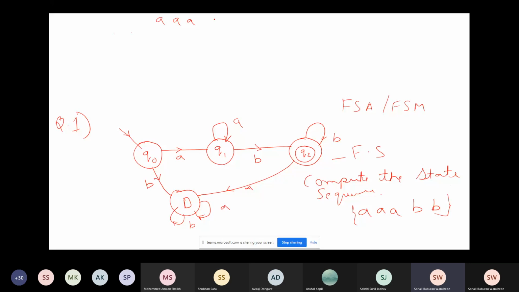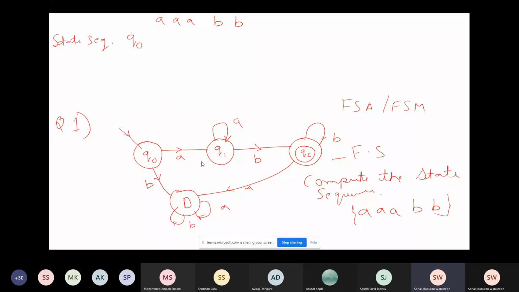And my state sequence will be like this. Initially, you have to draw it in this way. State sequence. Initially, I am in my Q naught state. Q naught is my initial state. Now check the diagram. Are you getting, guys? Yes, ma'am. Okay, very good.